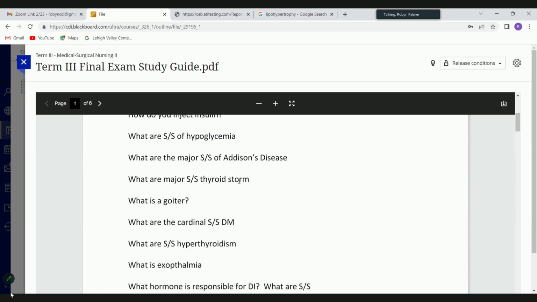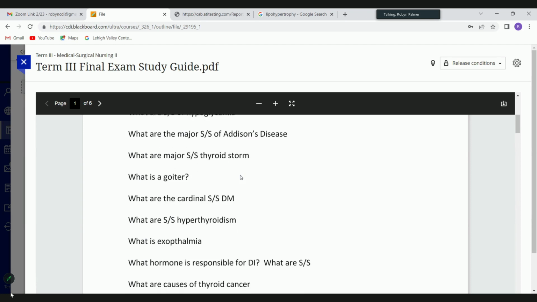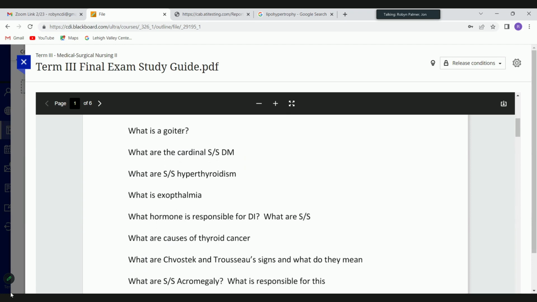They're thin, but what's their appetite like? They're hungry all the time. They eat a lot, but they're still thin. All right. What's a goiter? What gland is that associated with? The thyroid. It's enlargement of the thyroid, right?